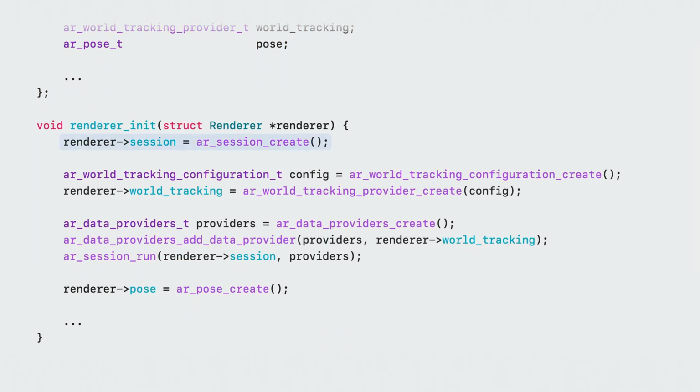When initializing the renderer, we start by creating a session. Next, we create a world tracking provider, which we will use to query for the device pose when we render each frame. Now, we can go ahead and run our session with any data providers that we need. In this case, we are only using a world tracking provider. We also create a pose to avoid allocating in the render function.